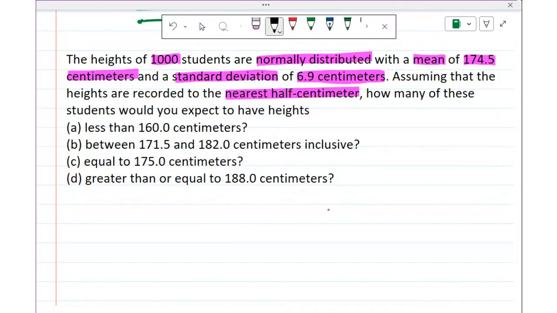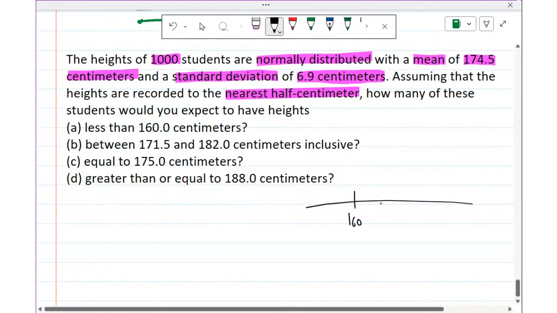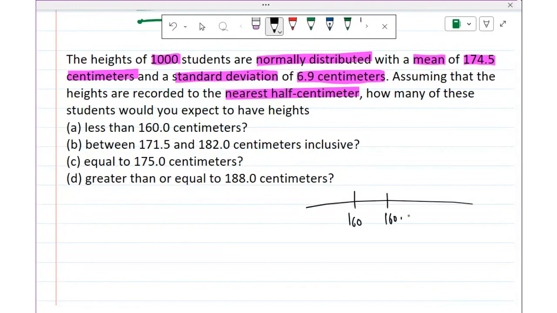So first, let me tell you. They are saying heights are measured to the nearest 0.5 centimeters, so nearest half centimeter. Either they will measure 160, or next they will measure 160.5, then 161. They are not measuring in-between points. They are only measuring the half centimeter differences. Next will be 161.5.